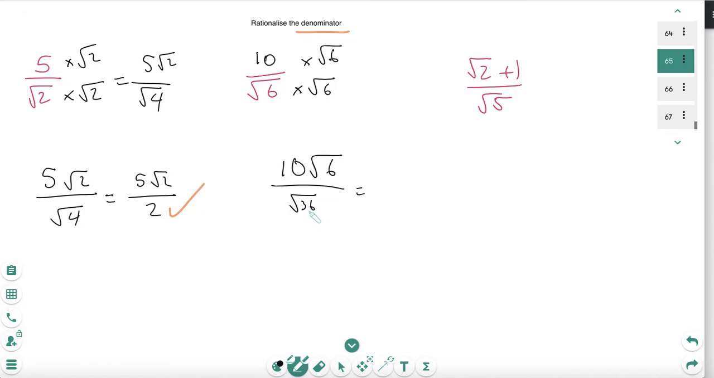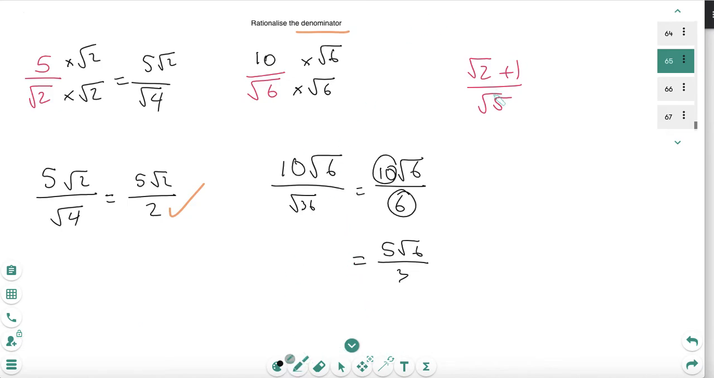The square root of 36 is 6. So we can say 10 root 6 over 6. Let's look at the integers. What can we divide both numbers by? We divide both numbers by 2. So 5 root 6 over 3. All right, gangsters. Next one.